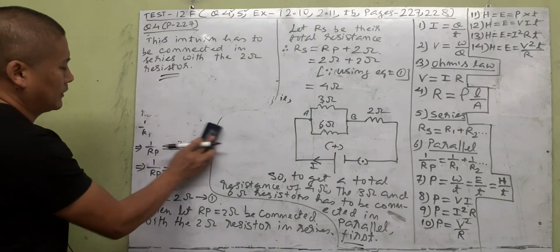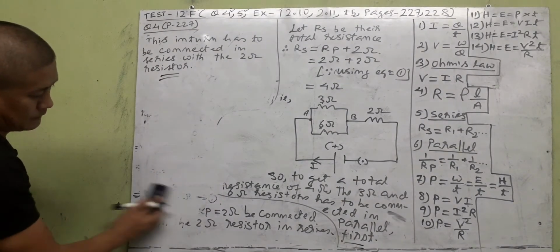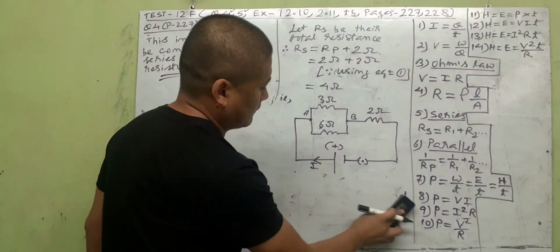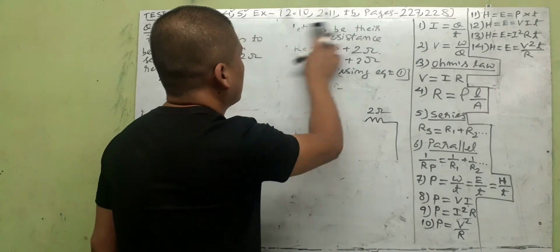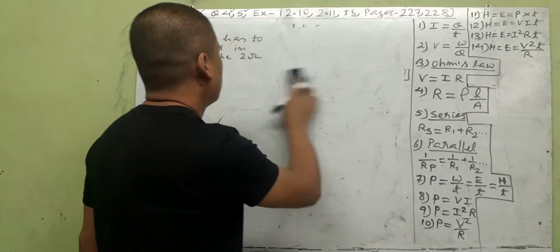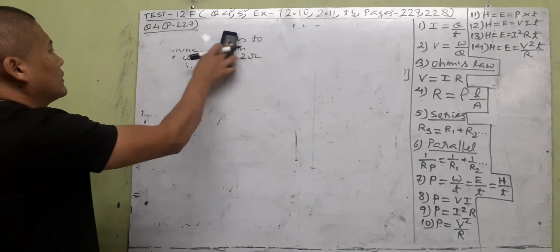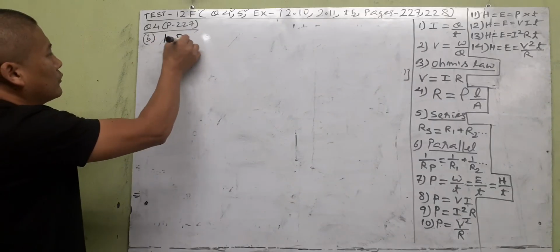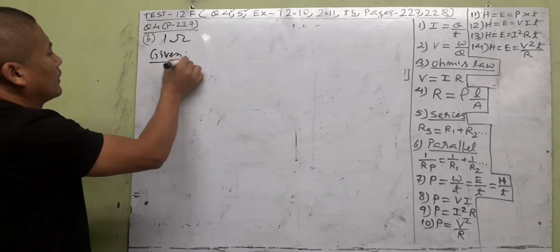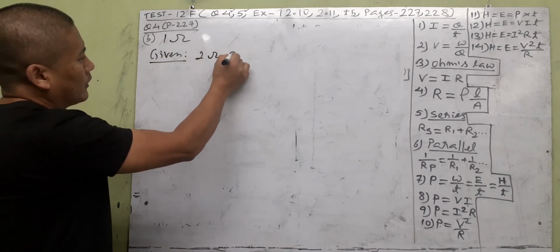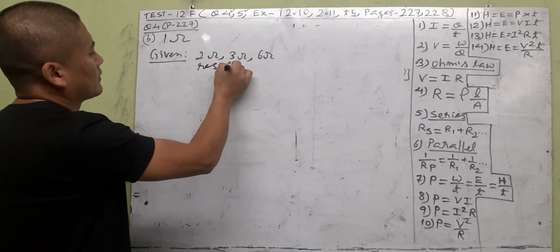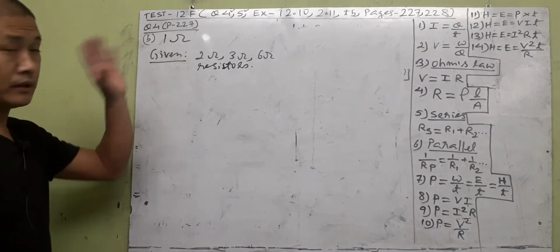Then let's go to B. So for B, same question, another one is there. This time, how do we get total resistance of 1 ohm? So we're given the 2 ohm, 3 ohm and 6 ohm resistors. These three are given to us. So how do we arrange them to get 1 ohm this time?